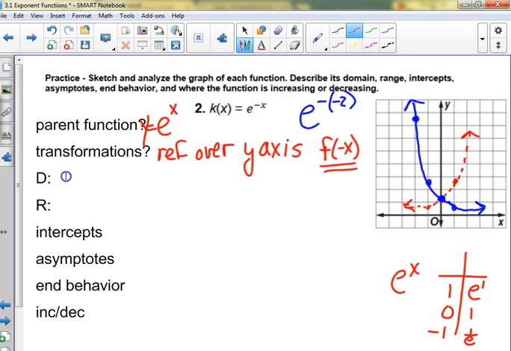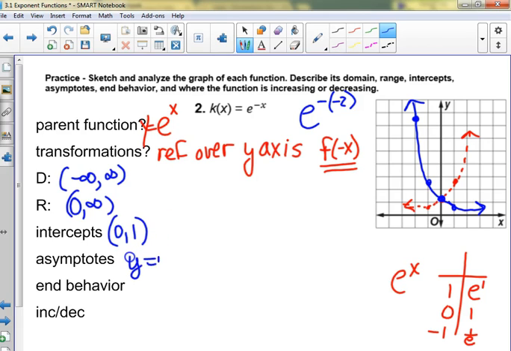Okay, domain, we're doing the blue one here. Domain. Okay, quickly, range, intercept, asymptotes, y equals 0, end behavior, y goes up on the left, and it gets close to 0 on the right, and the entire blue graph is decreasing.